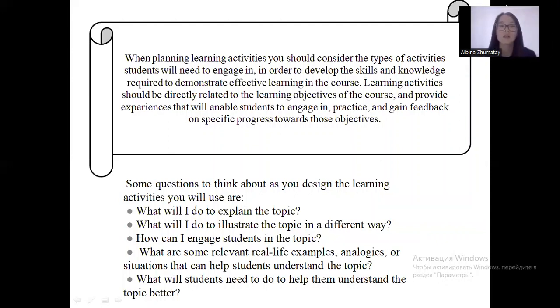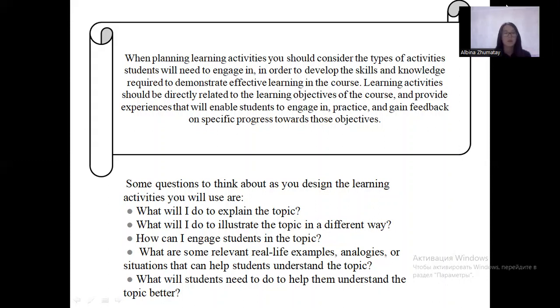When planning learning activities, you should consider the types of activities students will need to engage in to develop the skills and knowledge required to demonstrate effective learning in the course. Learning activities should be directly related to the learning objectives of the course, and provide experience that will enable students to engage in practice and gain feedback on specific progress toward these objectives.